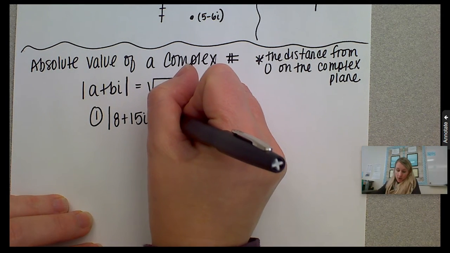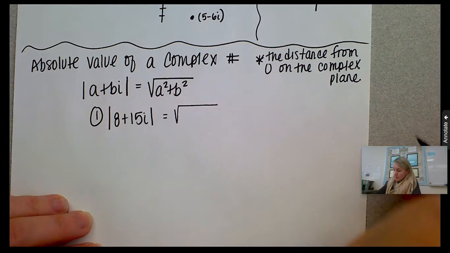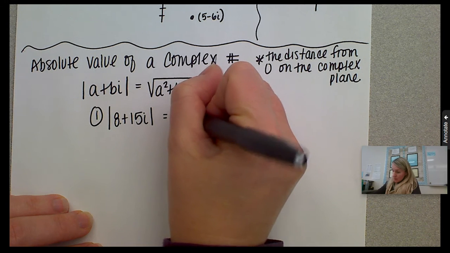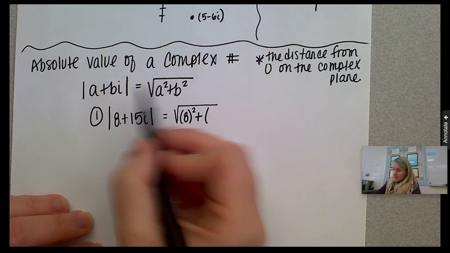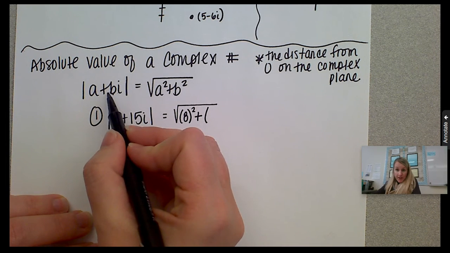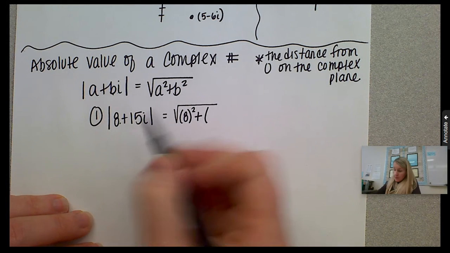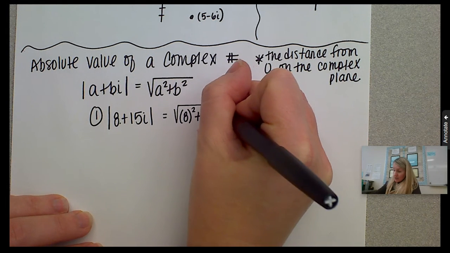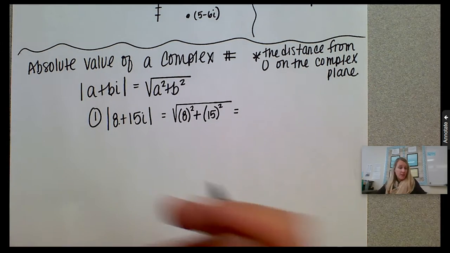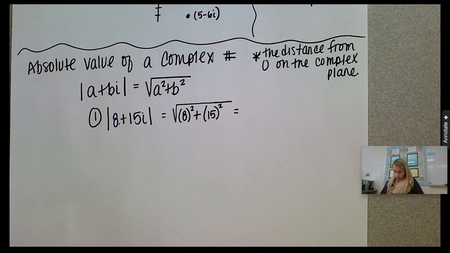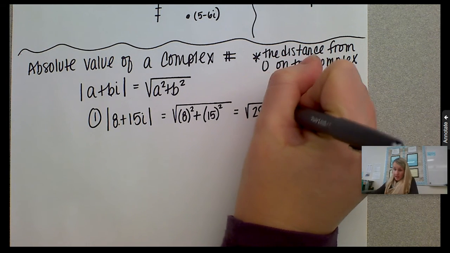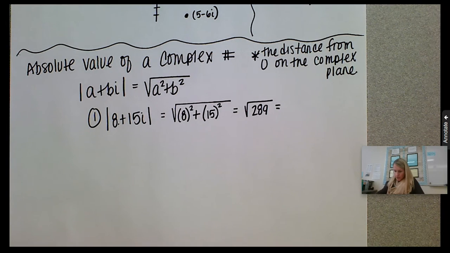That's pretty easy. You do the square root of a squared, and a is just 8, the real part. So 8 squared plus b squared, where b is the number in front of i, so you don't actually put the i with it. It's just the coefficient of i, which in this case is 15. So please don't write 15i there, it's just 15. I'm going to be honest, from there I just use my calculator. 8 squared plus 15 squared is 289, so that's the square root of 289. Then I take the square root of 289, which is 17.